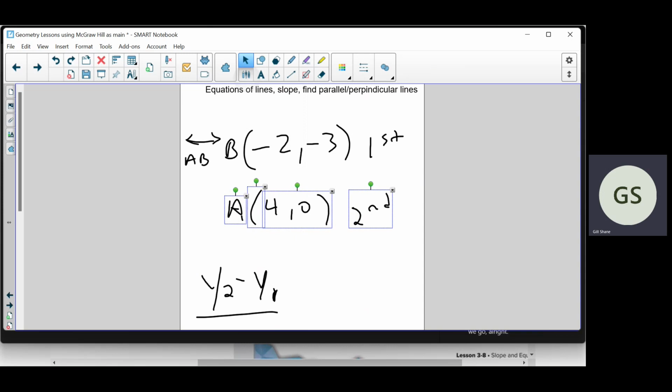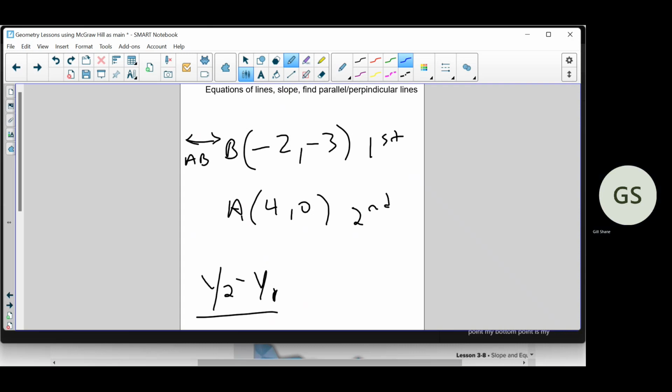So I'm going to go ahead and I'm going to write the x2. I am going to keep my top point as my first point. My bottom point is my second point. And I'm going to say, all right, let's do x1 here since this is my first point, and y1 here. Well, then I'm going to come down here and I'm going to say this is my second point, so it's x2, y2.